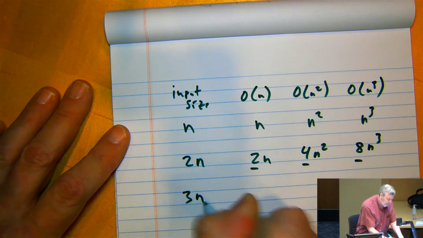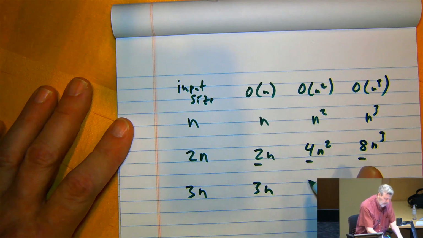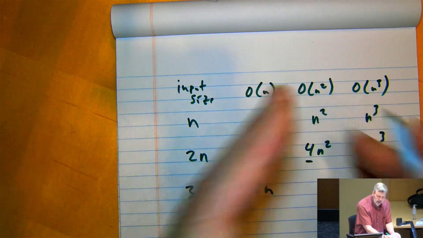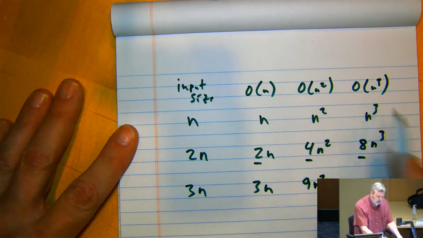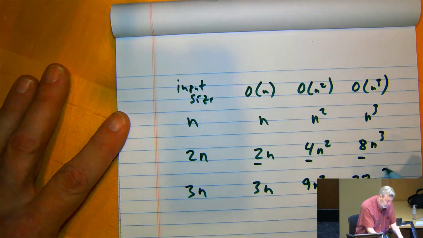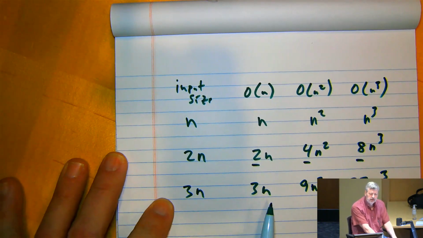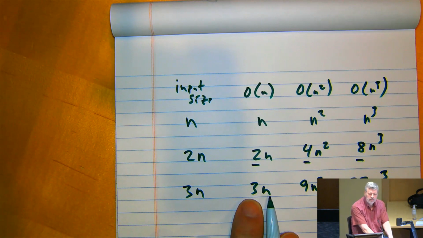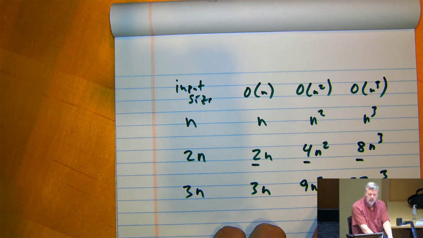And if we had triple the input, 3n, for linear we would think that takes 3n time. For n squared it would be 3n quantity squared, which is 9n squared. And for cubed it would be 3n quantity cubed, which would be 27n cubed. So the prediction here is that if you triple the size of the input, for an O of n algorithm, it would triple the time. For an O of n squared algorithm, it would increase the time by a factor of 9. For an n cubed algorithm, it would increase the time by a factor of 27.